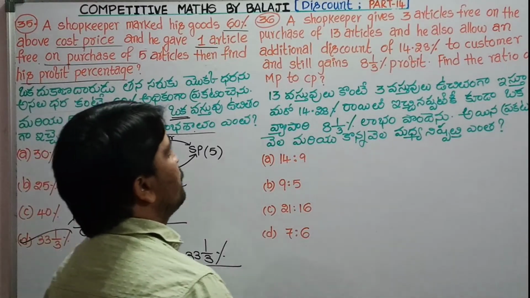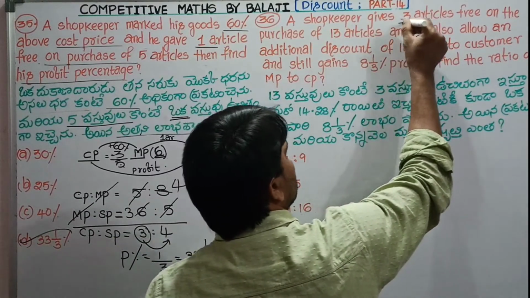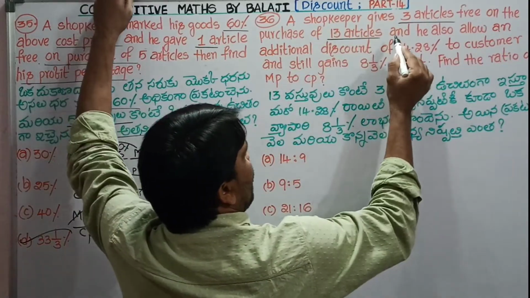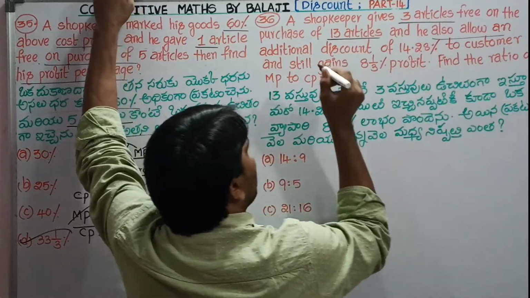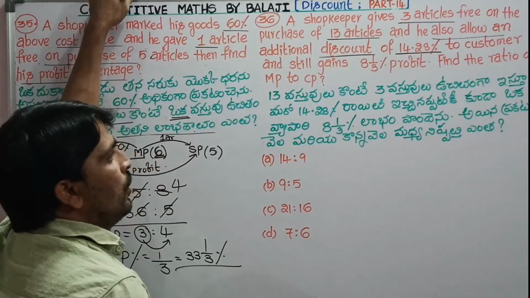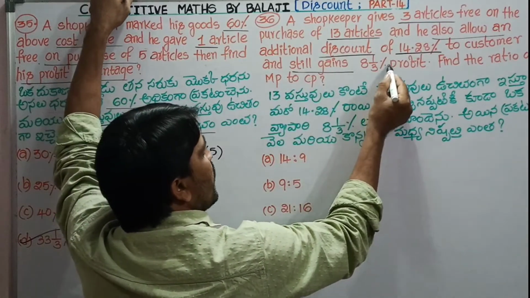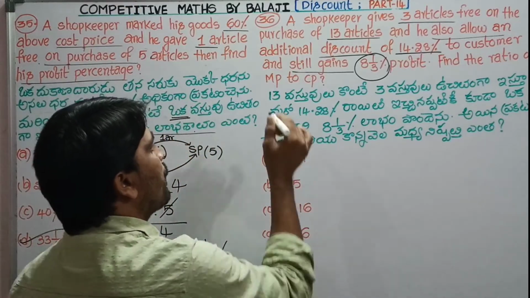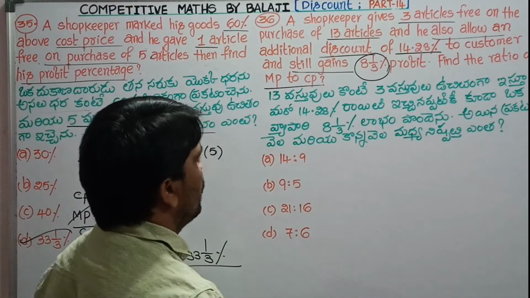Next, 36th question. A shopkeeper gives 3 articles free on the purchase of 13 articles, and he also allows an additional discount of 14.28% to the customer and still gains 8 whole 1 by 3% profit. Find the ratio of market price to cost price.